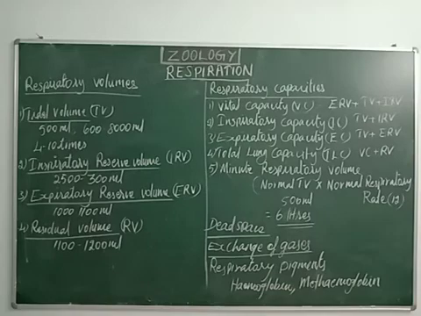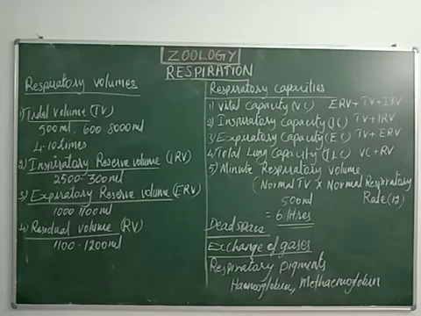See, the normal tidal volume is 500 ml and the normal respiratory rate is 12 times per minute. So 500 into 12 we will get 6000. So the total minute respiratory volume is 6 liters. Dear students, hope you understood this capacity also. Now we have completed totally 5 respiratory capacities. All the capacities are very important for 2-mark question answers.